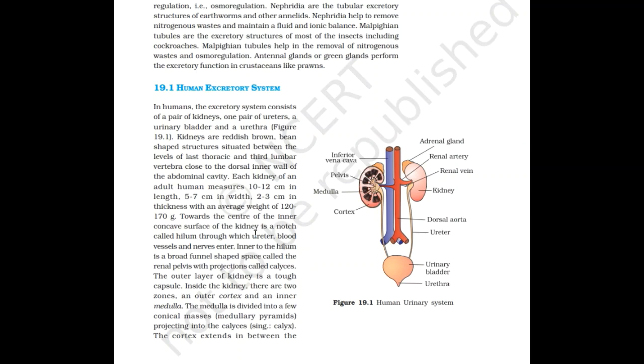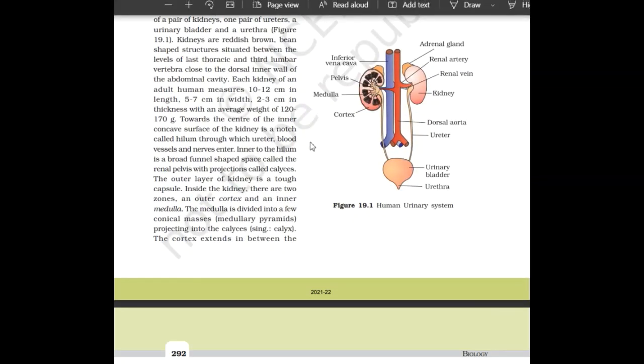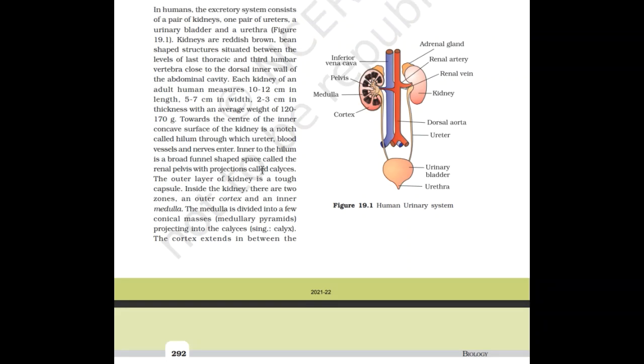Each kidney measures 10 to 12 cm in length, 5 to 7 cm in width, and 2 to 3 cm in thickness, with an average weight of 120 to 170 grams. Toward the center of the inner concave surface of the kidney is a notch called the hilum, through which the ureter, blood vessels, and nerves enter. Inner to the hilum is a broad funnel-shaped space called the renal pelvis, with projections called calyces. The outer layer of the kidney is a tough capsule.